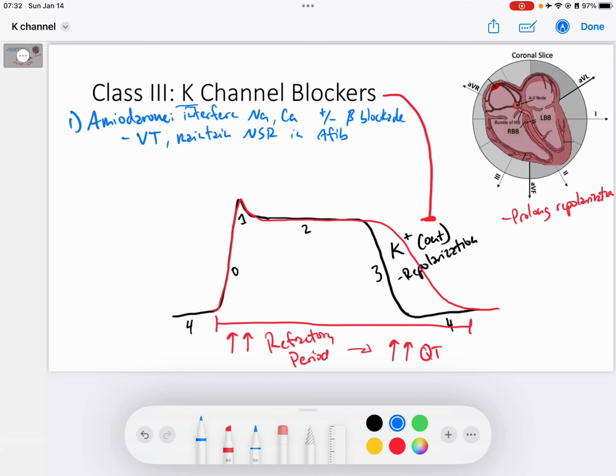Some other uses of potassium channel blockers we've got. Our second drug would be dronedarone, which is very similar to amiodarone. As you can imagine by its name, similar uses. You've also got another drug, dofetilide. And so this can be similar use to maintain AFib or A-flutter.